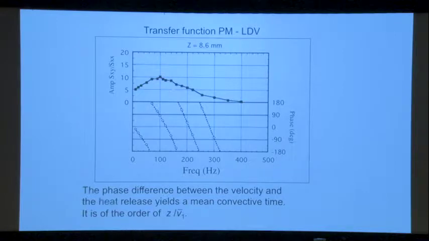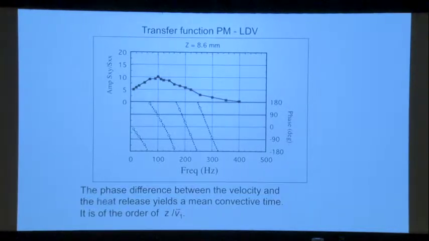So you definitely see that there is a phase, a linear phase here. The phase is linear. So what is the time lag for this? Well, it's the distance of the plate divided by the mean velocity. So the phase difference between the velocity and the heat release yields a mean convective time. It is of the order of Z over V1. So this time is much larger than the acoustic time. So this will be an important driver of this instability.